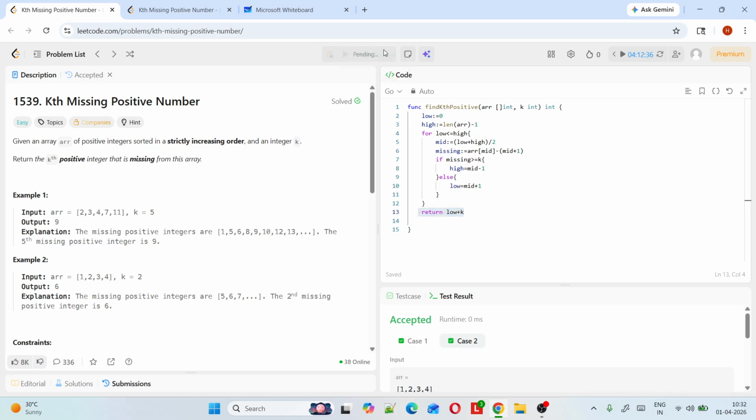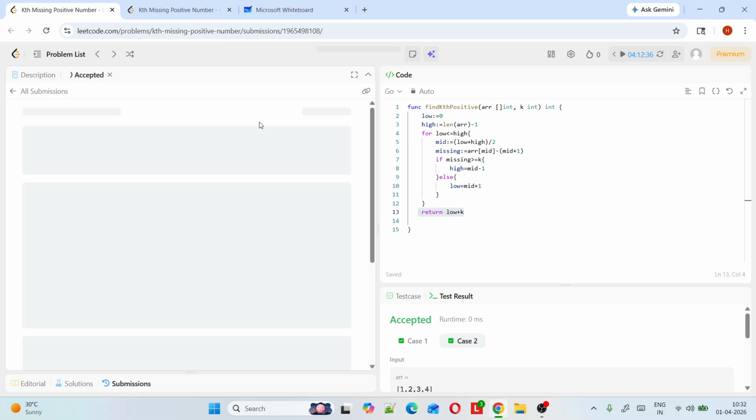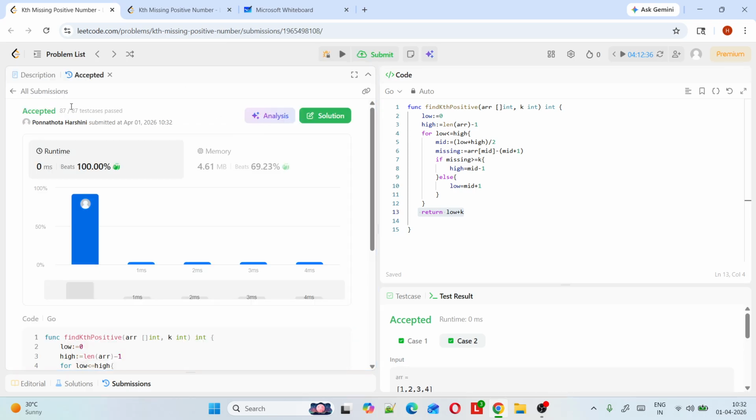Now let's submit this. All test cases are passed.